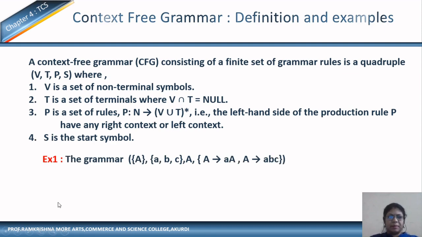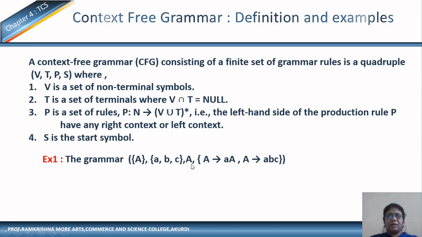First example: first is V, so it should be a set of non-terminals. It has only one symbol, that is A. The second set is of terminal symbols, that is the set T. It has three symbols: A, comma, B, comma, C. Third is the starting symbol, that is A.